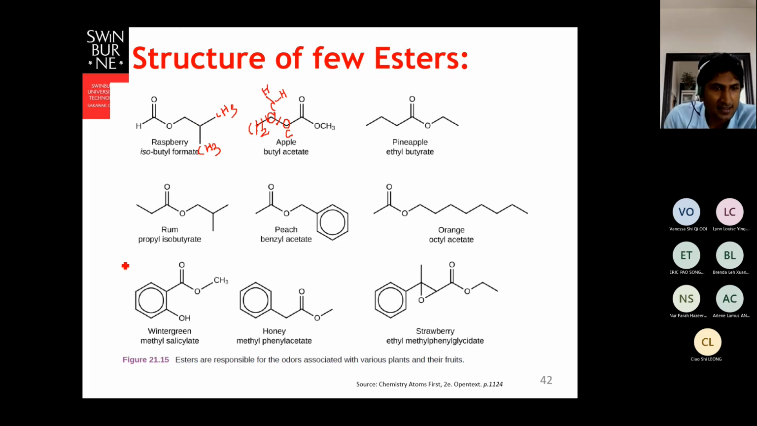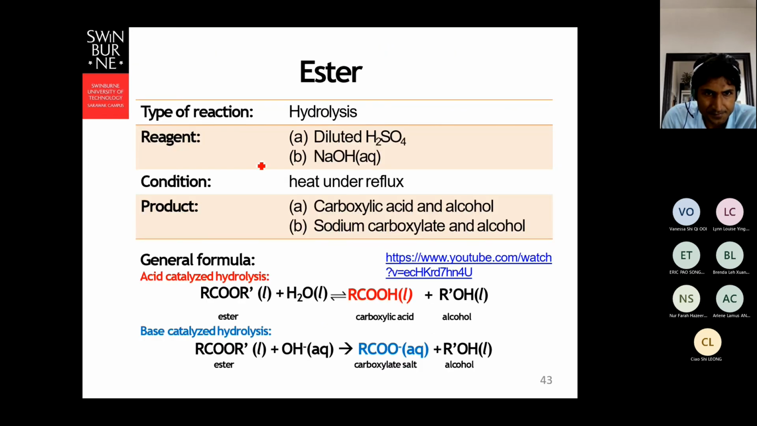And these are esters, and they have this type of characteristic smell. Raspberry, isobutyl formate; apple, butyl acetate; pineapple, ethyl butyrate; rum, propyl isobutyrate; peach, benzyl acetate; orange, octyl acetate; wintergreen, I don't know what this is; honey, methyl phenyl acetate. So in fake honey, quite a lot of these are used. Strawberry, ethyl, methyl, my goodness, this is quite a big name. Okay, so these are the things that esters are.